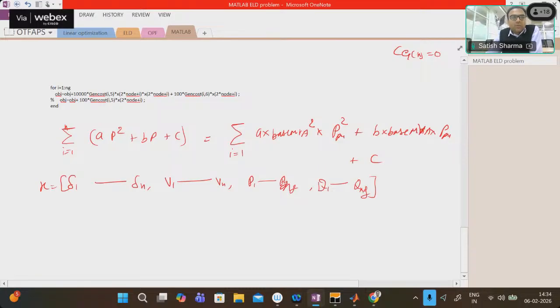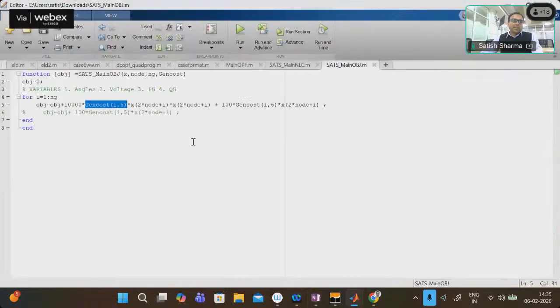So this is the X value. In the objective function I do not have the angle values, the voltage values, or the reactive power values, so I need the indexing of the powers. That can be obtained from the X variable. The very first n variables correspond to the number of nodes, so angles and voltages will have 2 into n values. So this is 2 into n plus the index of the generator. So the first generator is at 2n.